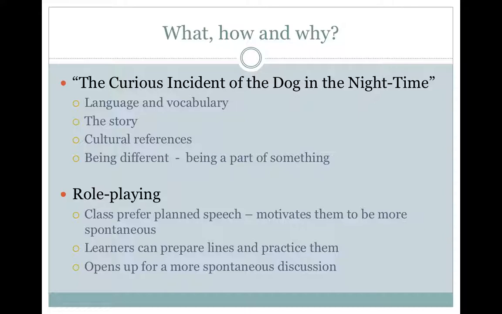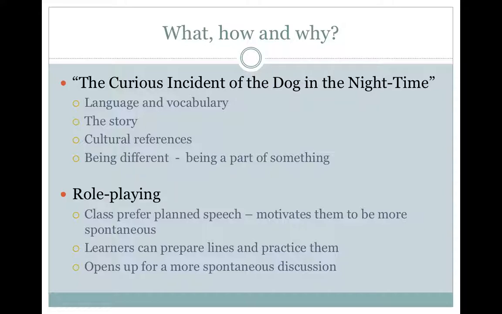I've decided to try and use both extensive and intensive reading, and I also want to try role playing. As I said before, the class prefers planned speech, and I think by using role playing and acting, I'll try to motivate them to be more spontaneous. Also, I think if they're able to prepare lines and practice them beforehand, it'll be easier for them to talk in the small groups.